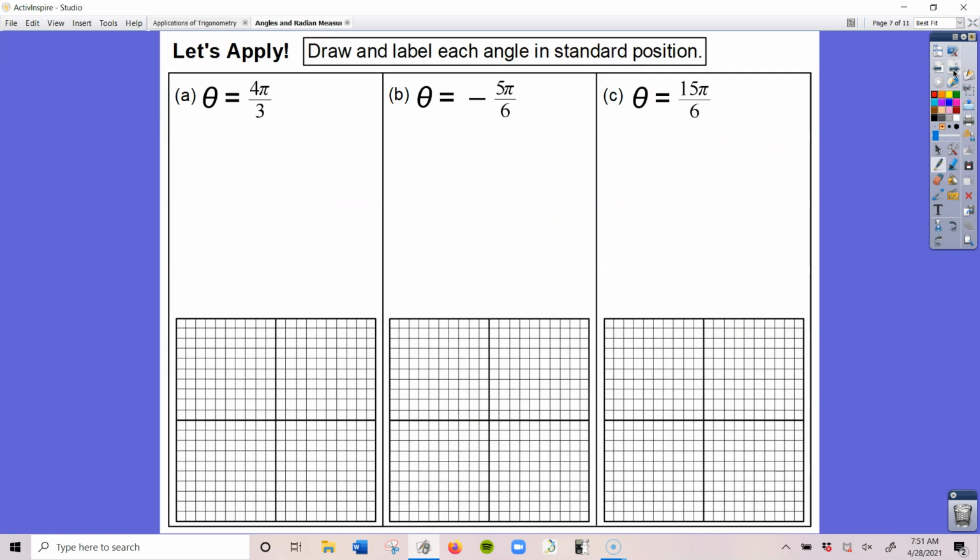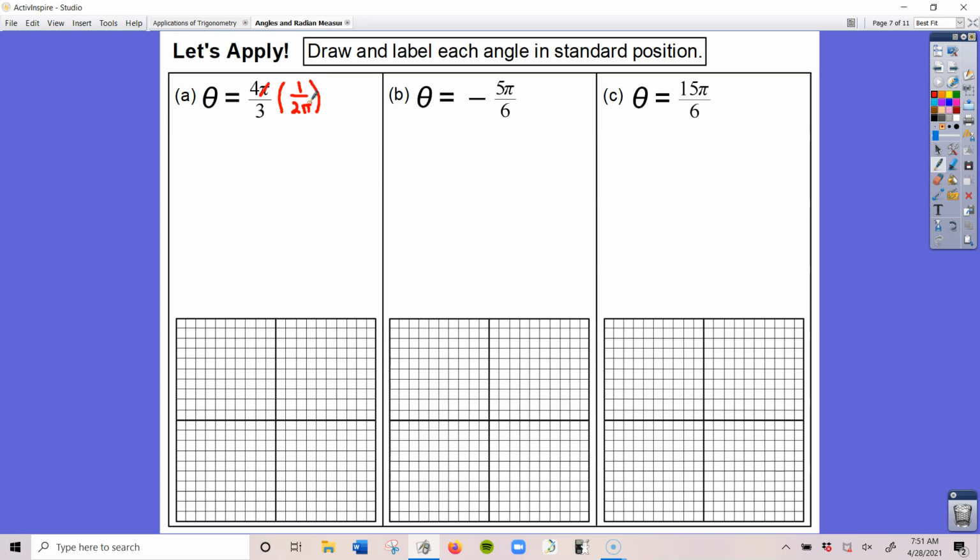So let's try that again. We're going to work with these angles, and we're going to keep these all in radians. So first we have here theta, which is equal to 4 pi over 3. So I need to figure out what fraction of a revolution I have so that way I can figure out how to divide my quadrant. So I'm going to multiply by 1 over 2 pi.